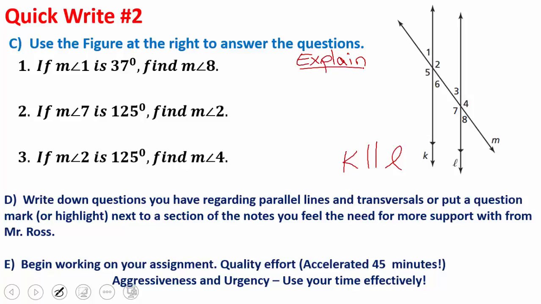Make sure you write down any questions. Come to class with questions on parallel lines and transversals. Highlight your questions, whatever you need to do to come to class with questions for me. Begin working on your assignment. You should have about a good 10 minutes to work on your assignment to finish off your quality 45-minute effort on math tonight, using aggressiveness and urgency, using your time effectively to get as much done, to come to class with questions. You guys rock!